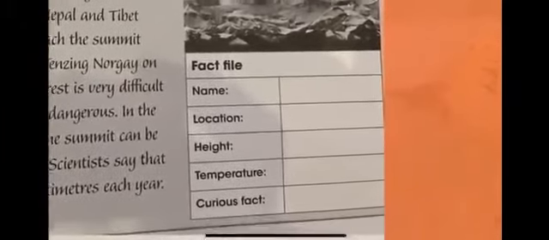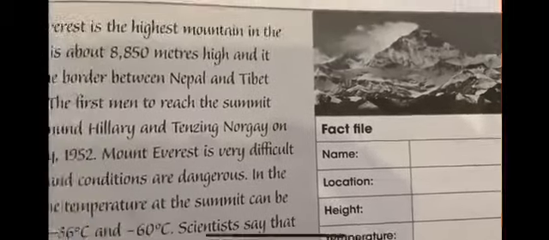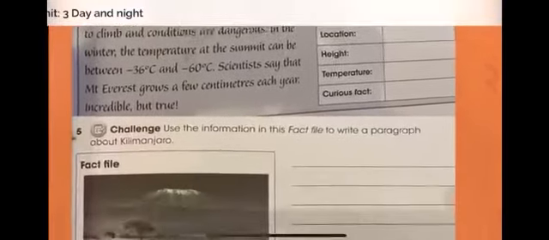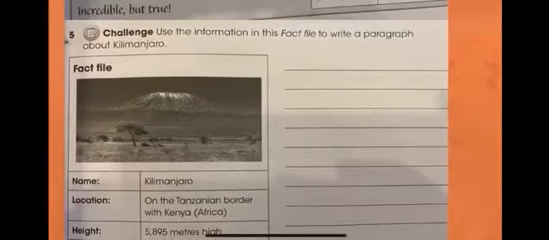What's the name of this landscape? Write the name. What is the location? It's written over here, border between Nepal and then what's the temperature and what's the curious fact about this landscape? Okay, so you have to complete this fact file taking help from this paragraph. Then the next exercise, it's quite more interesting. It's written, it's a challenge for you.